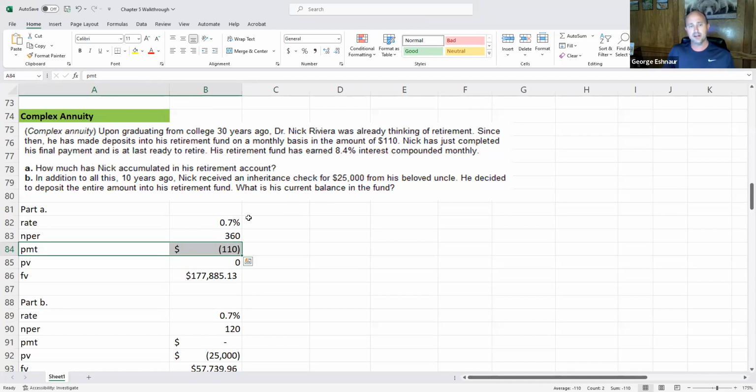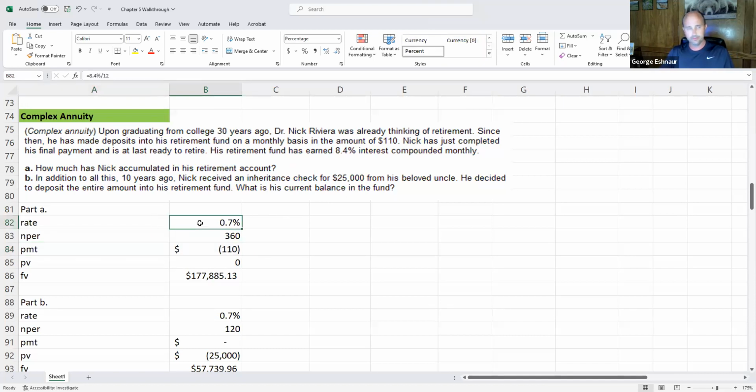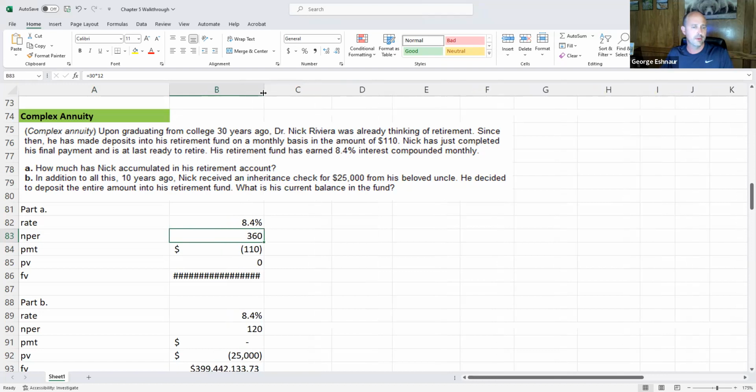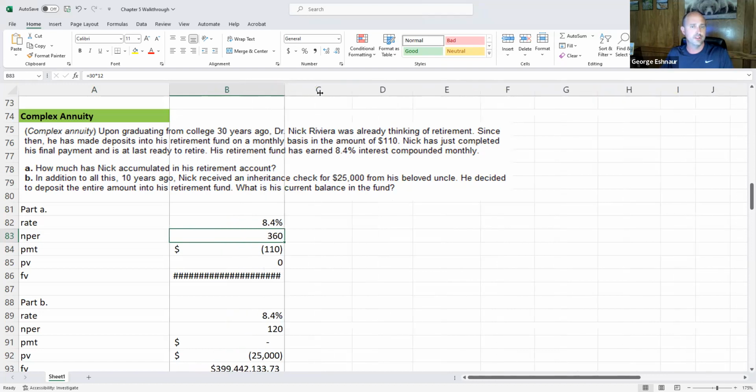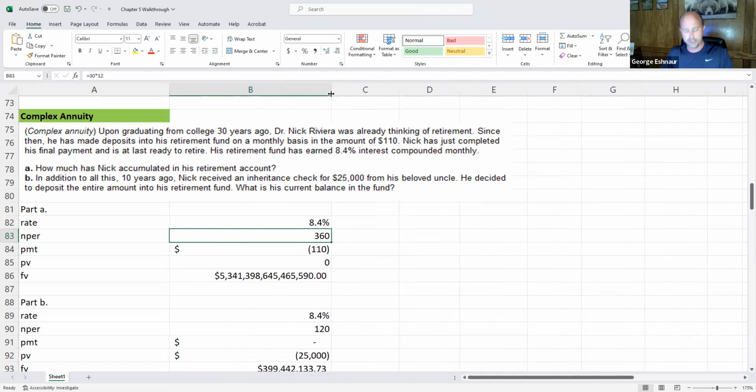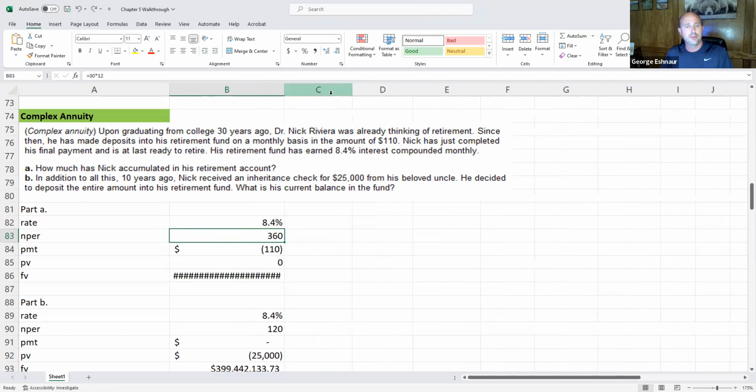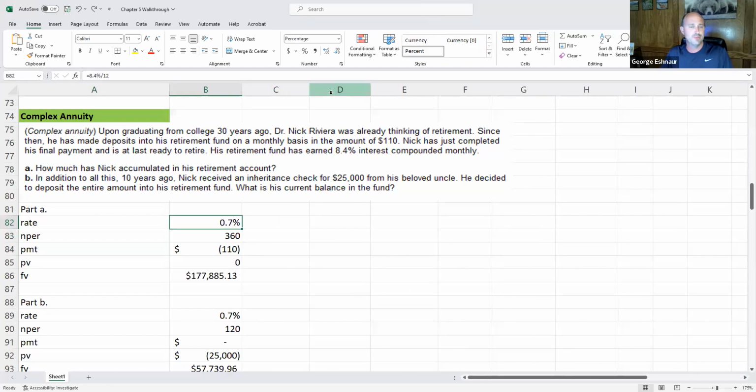Now, this is an indicator. If we just put in 0.084, it really would mess up. I mean, we'd have a huge number. I don't even know how far this is going to go. Yeah, way too much. So something's wrong here. So what we have to do is pay attention to the problem. So it says 8.4% interest compounded monthly.